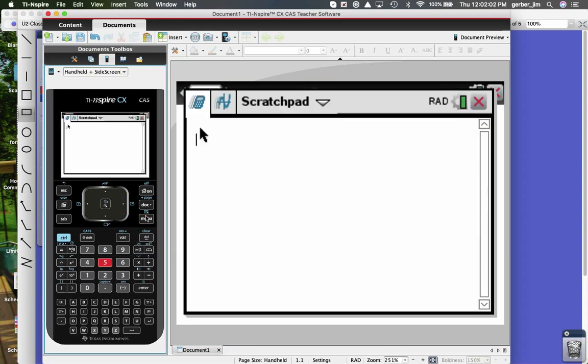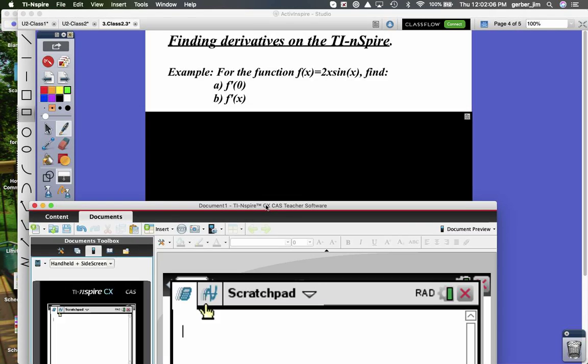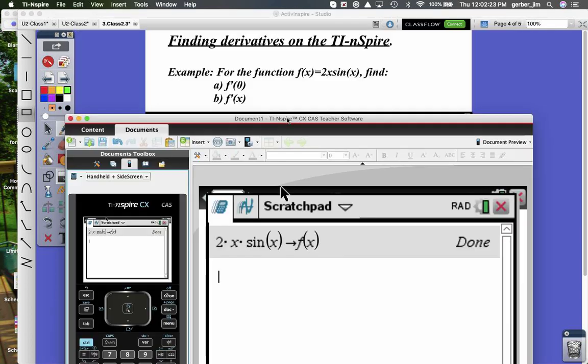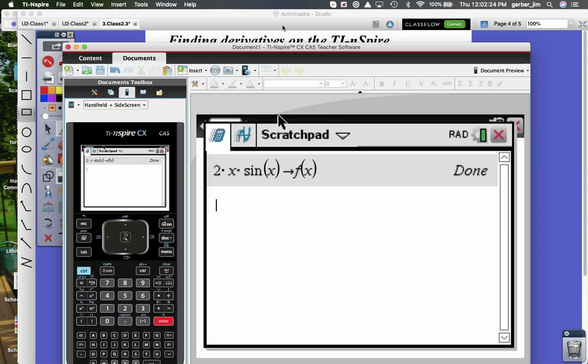The first thing we want to do is actually put the function into the calculator. My function was 2x sine x, so I'm going to start by putting that in: 2x times the sine of x. I'm going to store it into f of x, because that's what it's called in the question. So 2x sine x is now in f of x, just like it tells us up here.